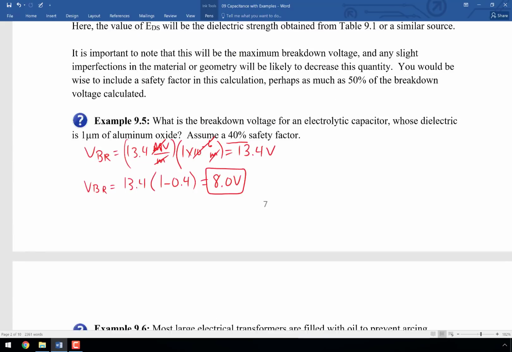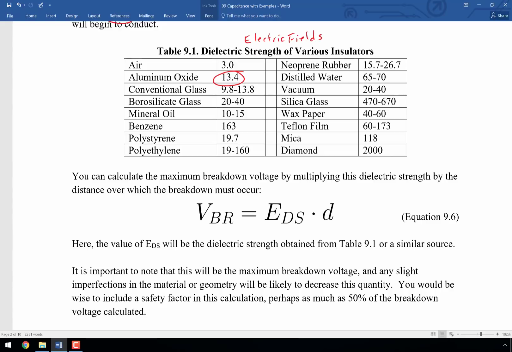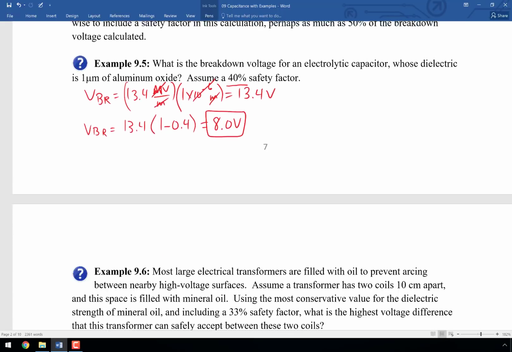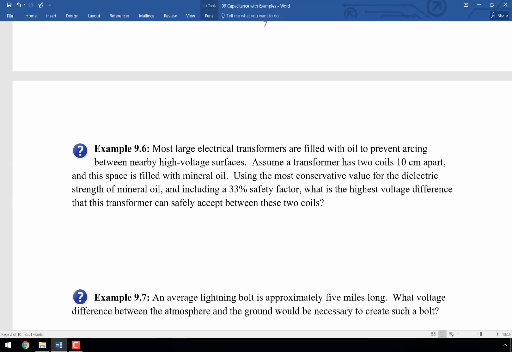Okay, let's go back up and look in the dielectric strength table for mineral oil. We can see that it's 10 to 15, and so that is 3 to 5 times better than air. So you might say, well, is it worth it to fill it with mineral oil? Yeah, I think it really is. It does give you a lot better resistance to arcing. So we're going to take the conservative end of that, and we're going to say that it's going to be 10. So V_BR is going to be E_DS times D, which is 10 megavolts per meter multiplied by 0.1 meters. 10 centimeters is a tenth of a meter, and that would give us 1 megavolt, 1 million volts.